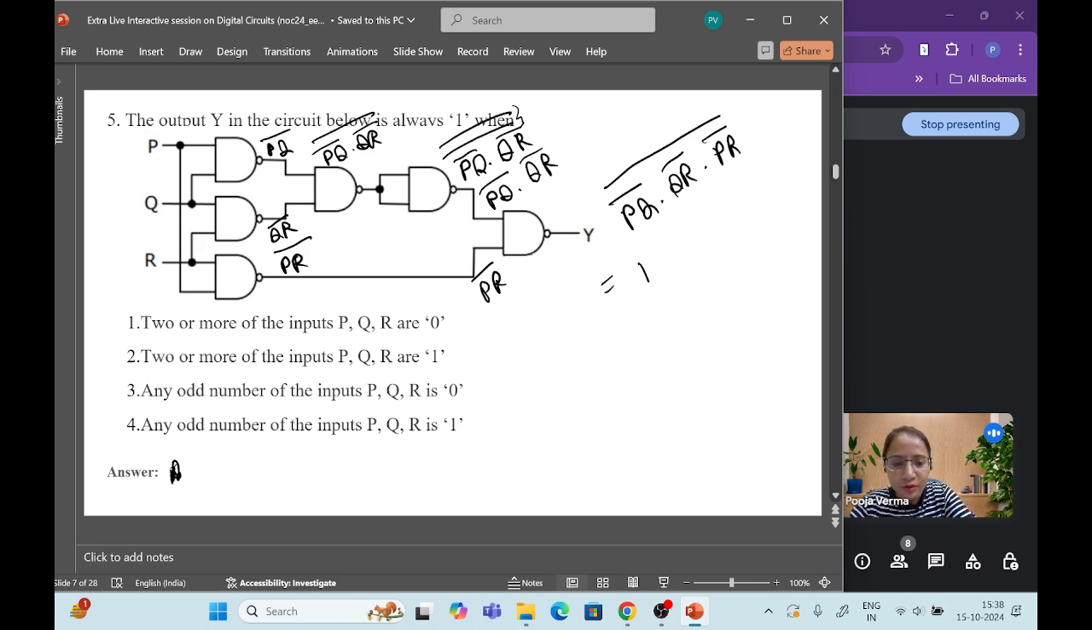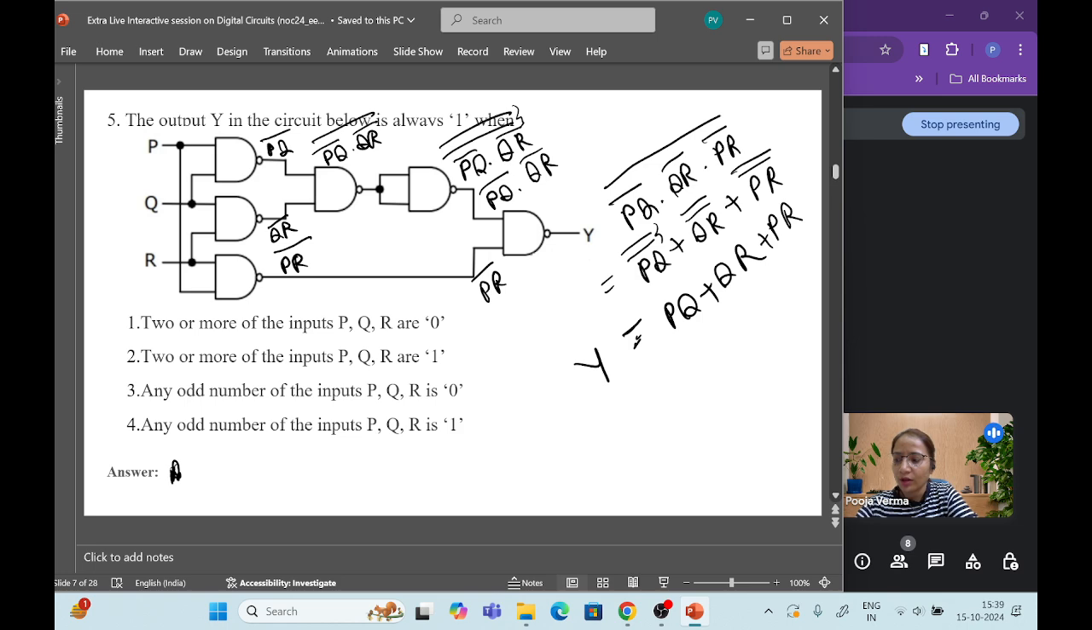If we further solve it, we will get PQ double dash plus QR double dash plus PR double dash. The double bars will be cancelled out. So PQ plus QR plus PR is the final expression for Y. So let's go by the options.